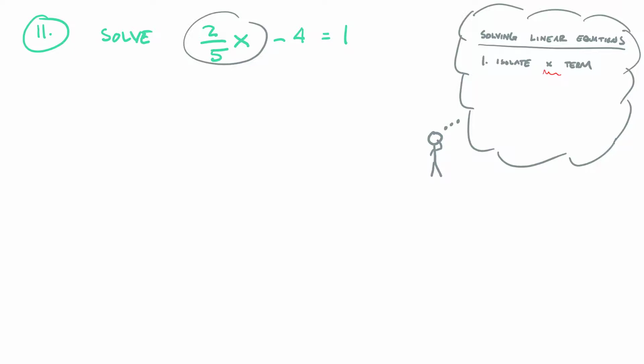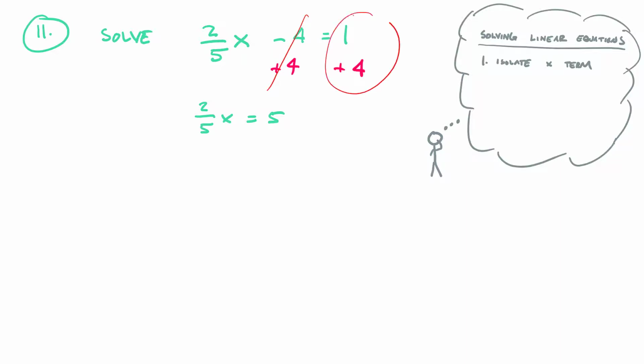So first thing I'm going to do is add 4 to both sides to undo this, right? That goes away. Whatever you do to one side, as long as you do it to the other, you're fine. 1 plus 4 is 5. So I've got 2/5 x is equal to 5.